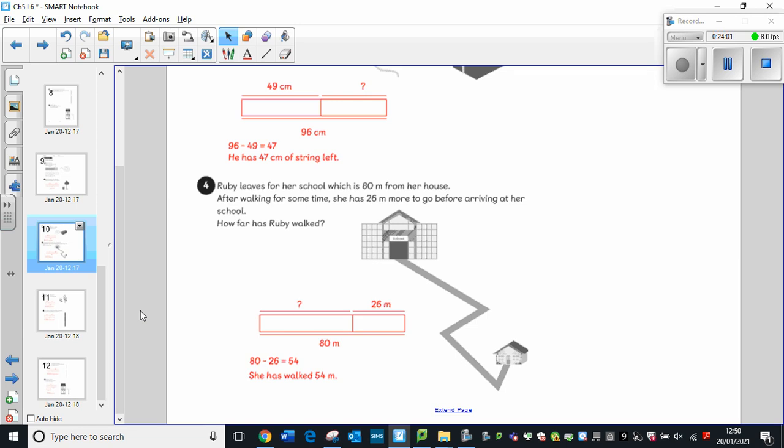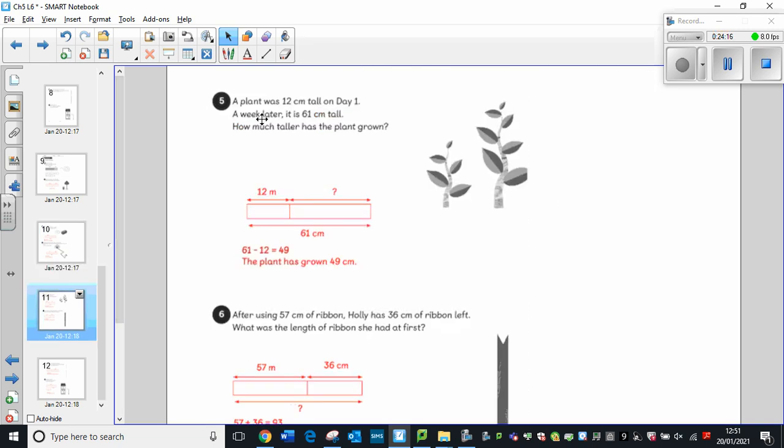Ruby leaves for school, which is 80 meters from her house. After walking some time, she has 26 meters more to go. How far has she walked? So we'll be doing 80 take away 26. So we know she's walked 54 meters so far. Question 5. A plant was 12 centimeters tall on day 1. A week later, it is 61 centimeters tall. How much taller has the plant grown? So we were doing 61 take away 12, which equals 49. So we know the plant's grown 49 centimeters.